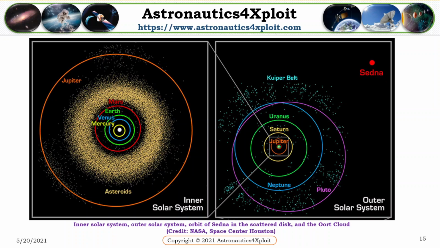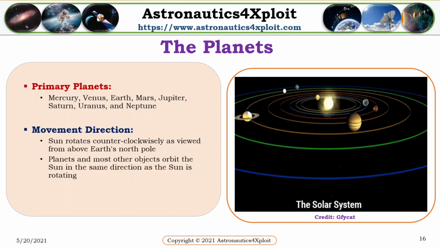This picture shows the inner solar system, outer solar system, orbit of Sedna indicated, disk, and the Oort cloud. The prominent planets are Mercury, Venus, Earth, Mars, Jupiter, Saturn, Uranus, and Neptune. The Sun rotates counterclockwise, as shown in the picture to the right, as viewed from above Earth's North Pole, while planets and most other objects orbit the Sun in the same direction as the Sun is rotating.